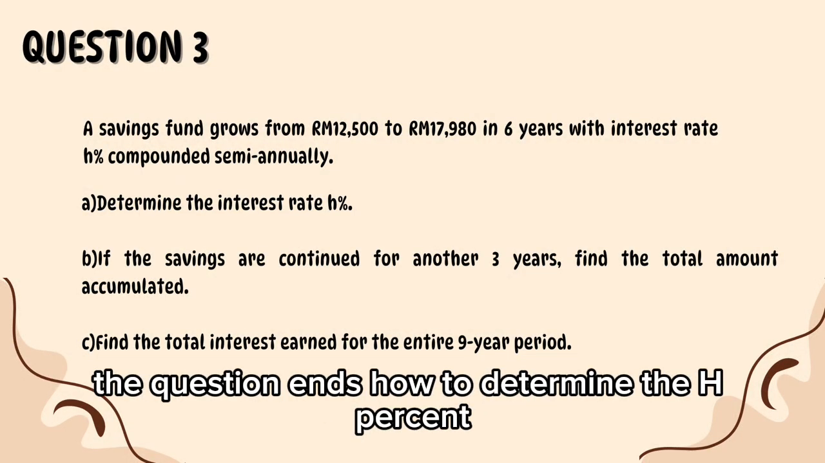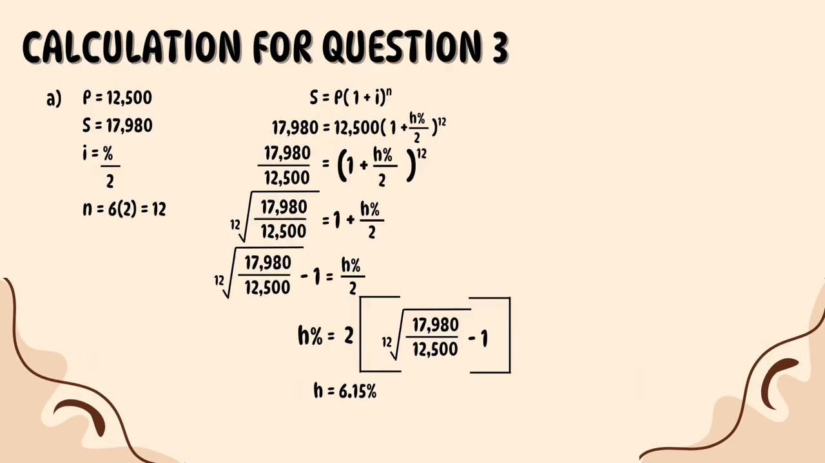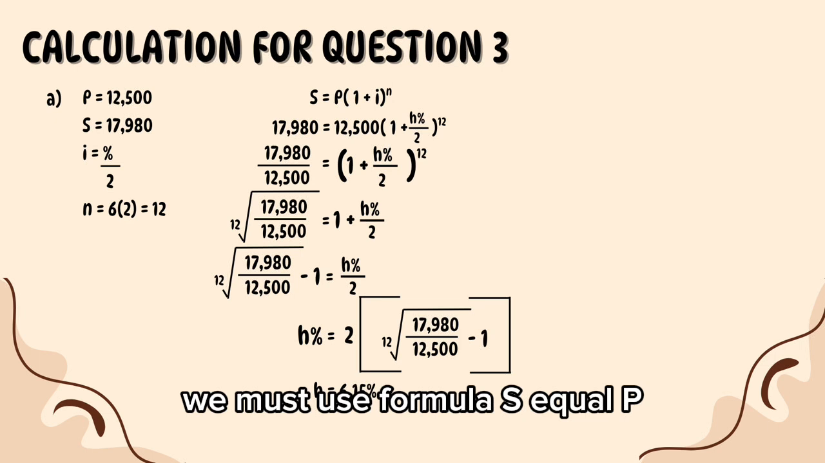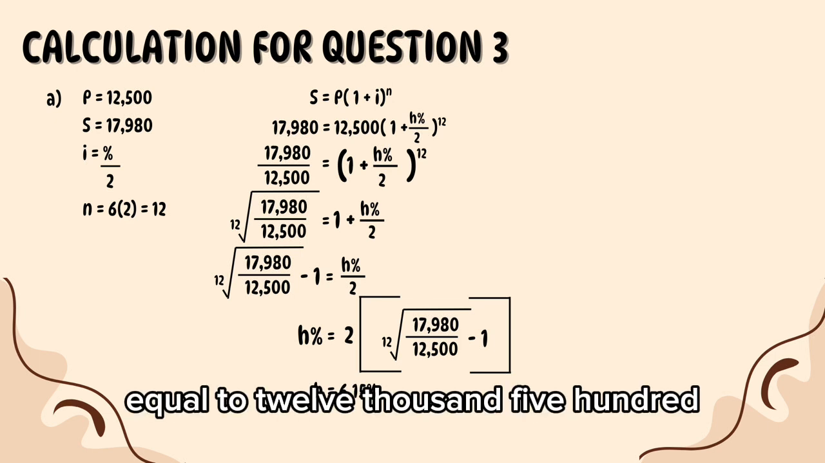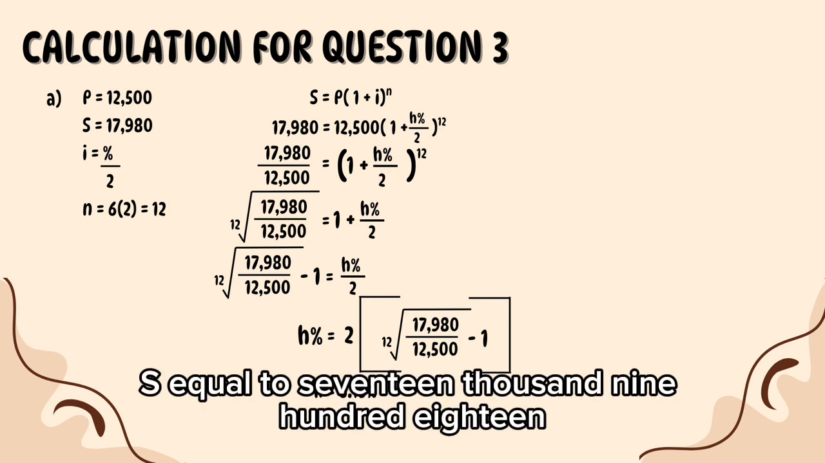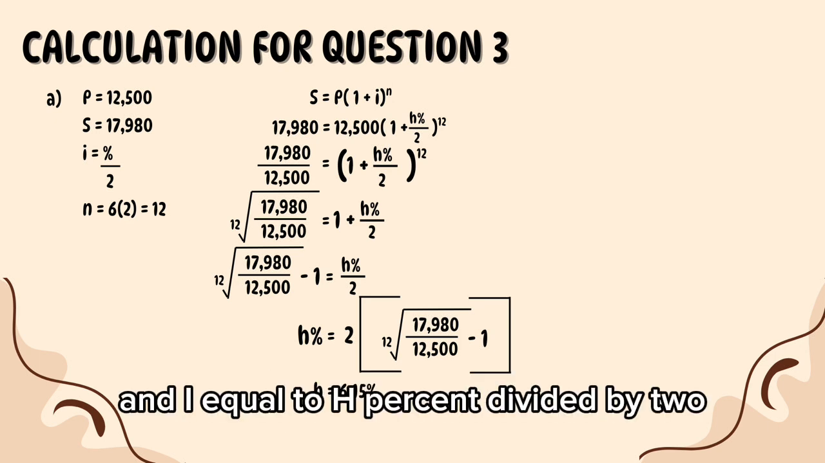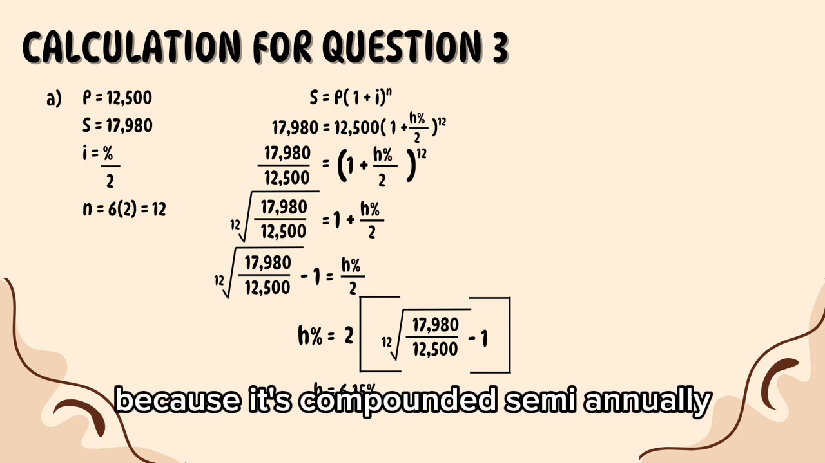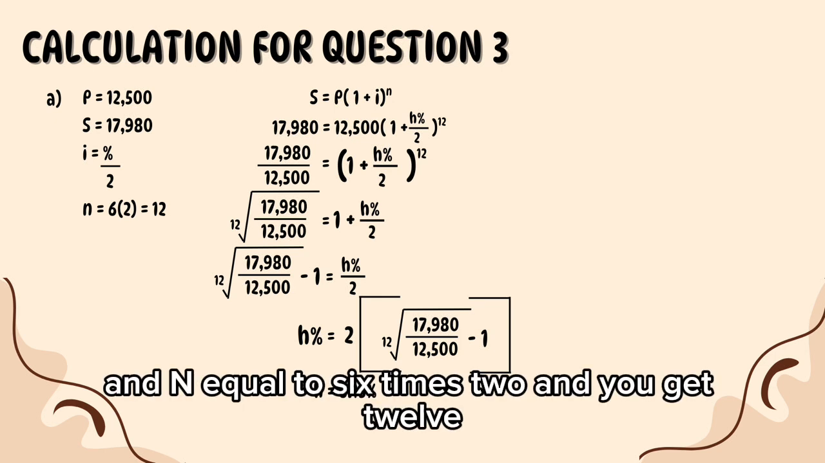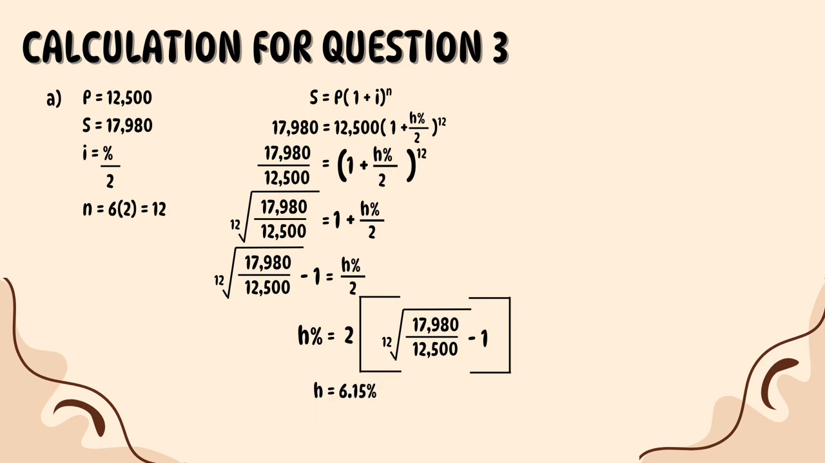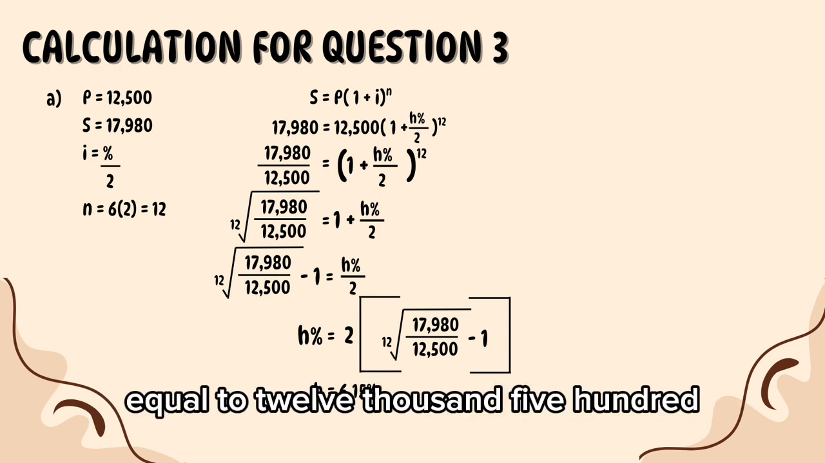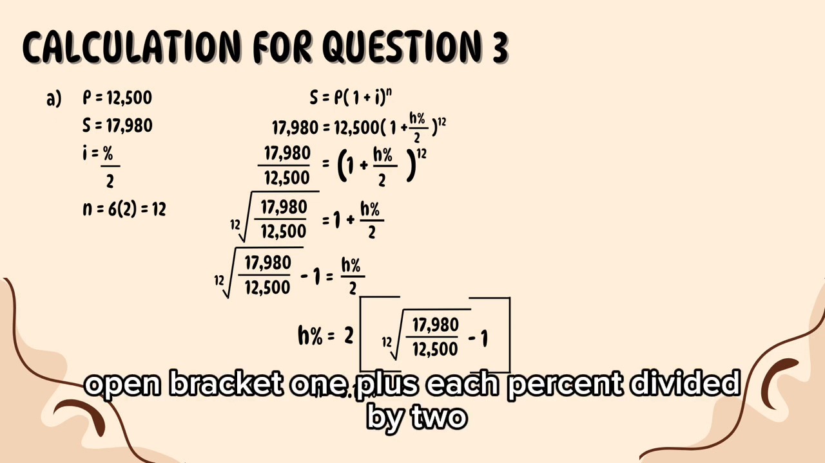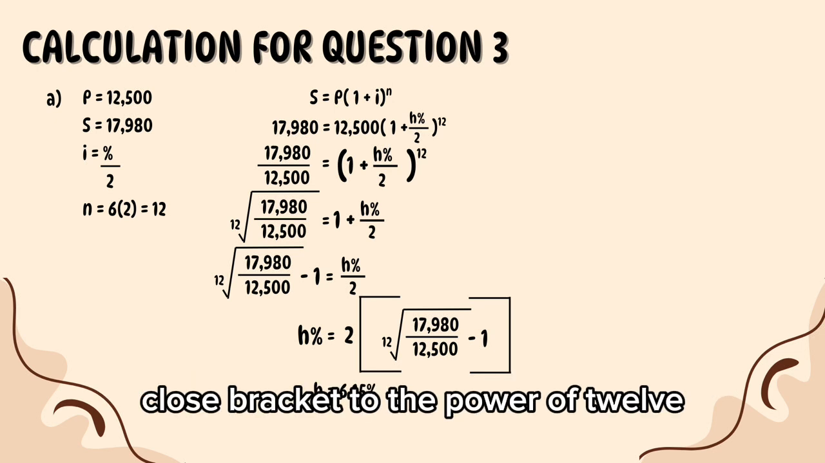As you can see, the question ends on how to determine the H percent. We must use the formula S equals P times (1 plus i) to the power of n. The given information is P equals 12,500, S equals 17,918, and i equals H percent divided by 2 because it is compounded semi-annually, and N equals 6 times 2, which is 12. Replacing the formula with the given information: 17,918 equals 12,500 open bracket 1 plus H percent divided by 2 close bracket to the power of 12.